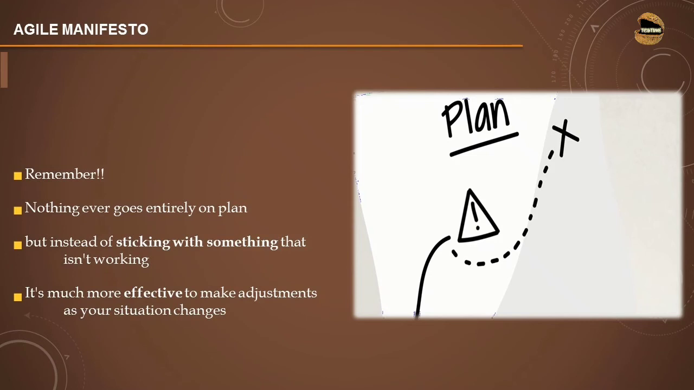Additionally, don't forget that nothing ever goes entirely according to plan. The plan is always a plan, but instead of sticking with something that isn't working, it is much more effective to make adjustments as your situation changes. And not only changes in terms of customer expectations or requirements. Even when you start executing your work, if you see that your plan is not going to help you reach the quality or target you want, you are free to modify and tweak yourself in order to meet the expectation. Because in the end, you want to achieve success both ways: one, your effort to make that product work, and second, the customer, who is going to be satisfied with your extreme work.